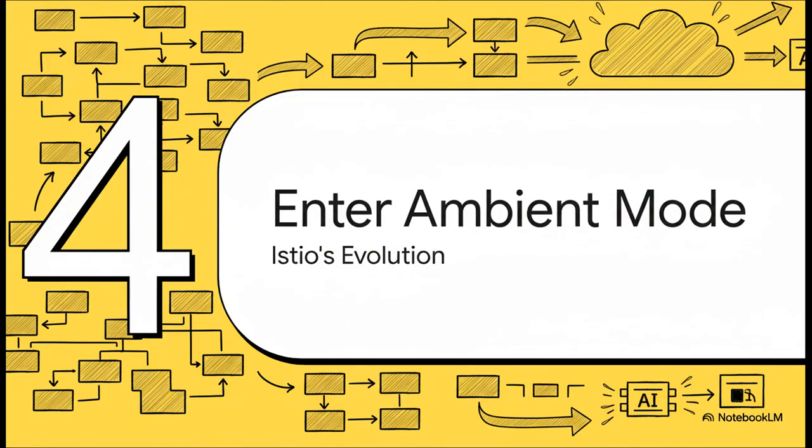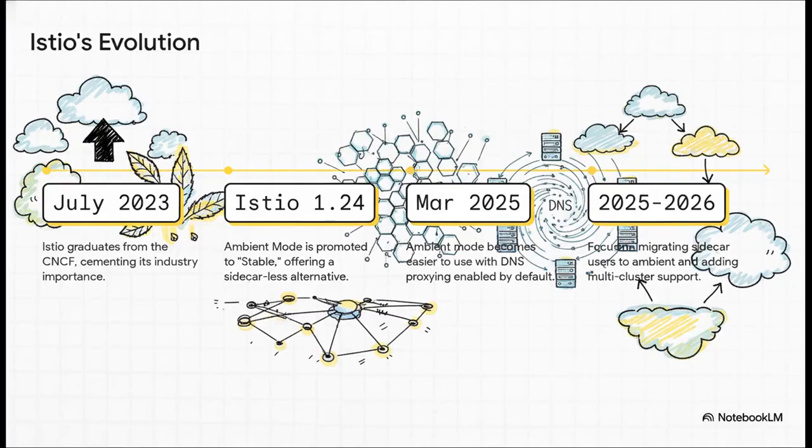So what does this all mean? Well, the really crucial thing here is that Istio had to change. It had to evolve to fix the pain of that sidecar model. So let's take a look at that evolution and what it means for the future. This timeline really shows you the clear path Istio is on. Right after graduating from the Cloud Native Computing Foundation, which is a huge stamp of approval, by the way, the project went all in on developing ambient mode.